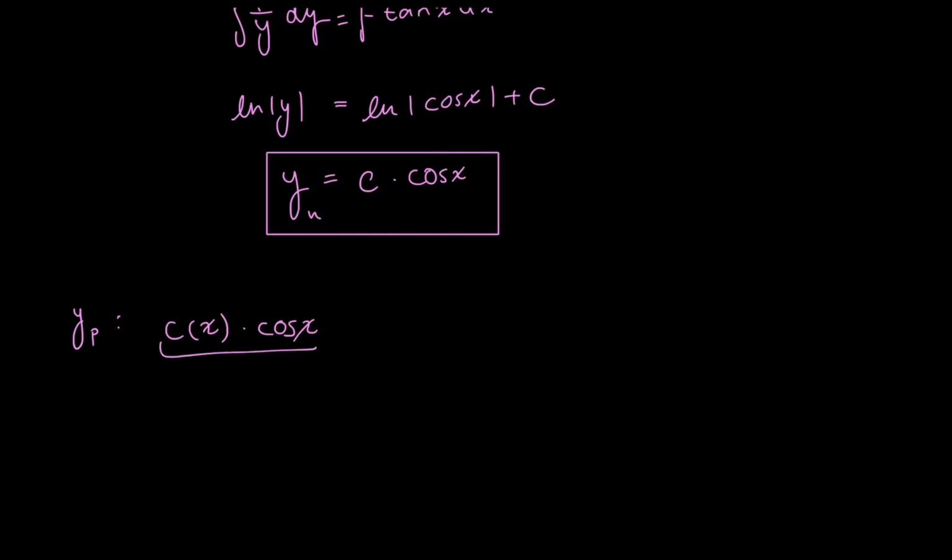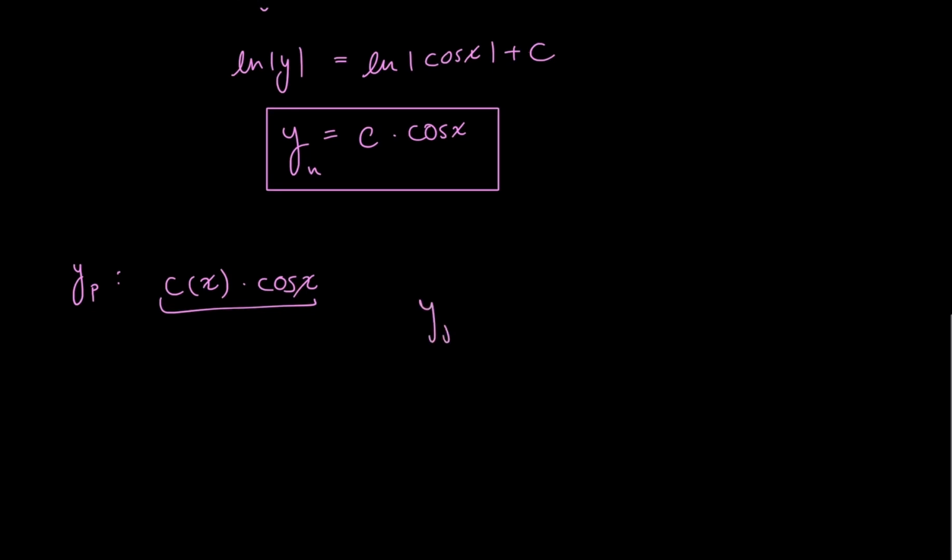So if this is yp, my yp prime is going to be equal to, differentiating c of x times cosine x. Because c of x is now a function of x, I'm going to have to apply the product rule. So keeping c of x the same, multiplying by the derivative of cosine x, so negative sine x, plus differentiating c of x, so c prime of x, times just cosine x.